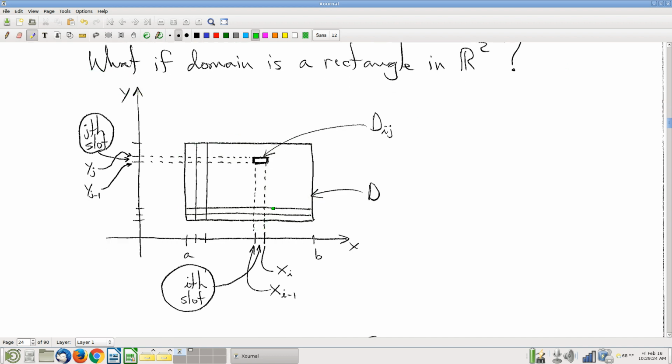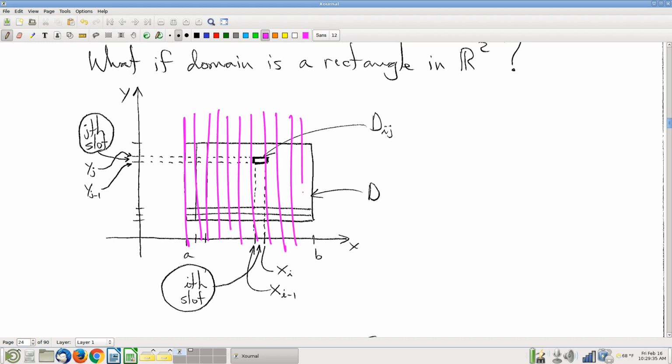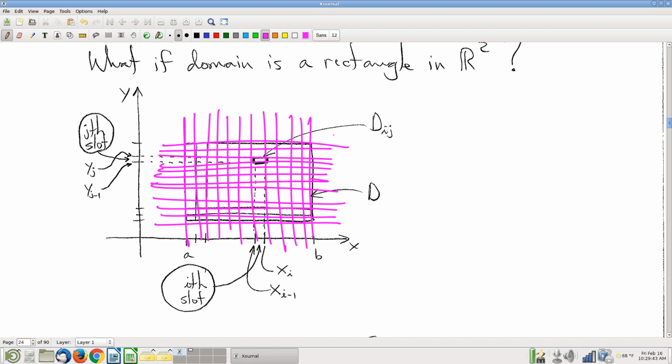Okay, well, how are we going to chop this up into little pieces? I guess you could chop it up different ways. What we're going to do is the old slice and dice. Seemed like a pretty good way to take that rectangle and chop it up into little pieces.